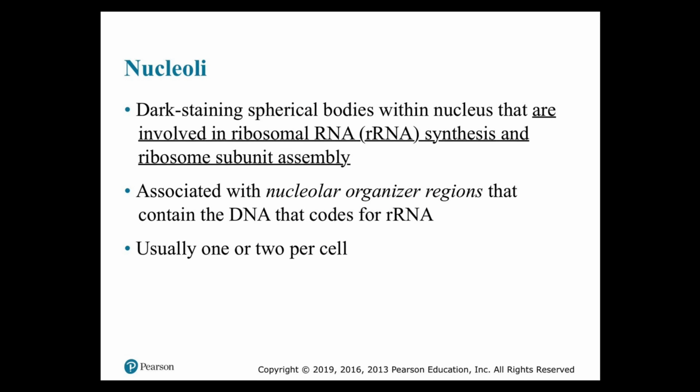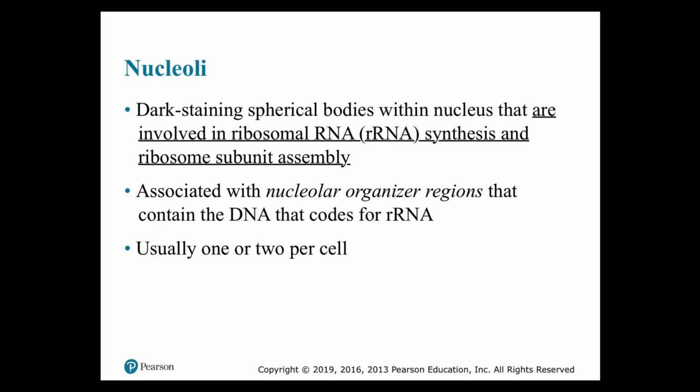Nucleolus is one, nucleoli is plural. So these are dark staining round bodies within the nucleus that are involved in ribosomal RNA synthesis and ribosome subunit assembly. So the ribosomes are made here; remember there's a large subunit and a smaller subunit, which are made at the level of the nucleolus, and then they're assembled. It's associated with the nuclear organizer regions that contain the DNA that codes for ribosomal RNA, and usually there are one or two per cell.